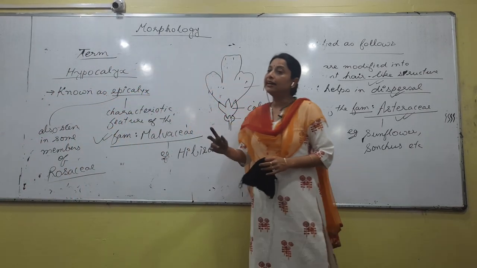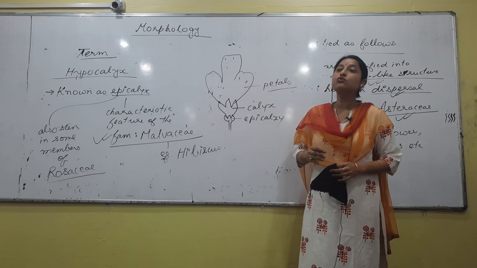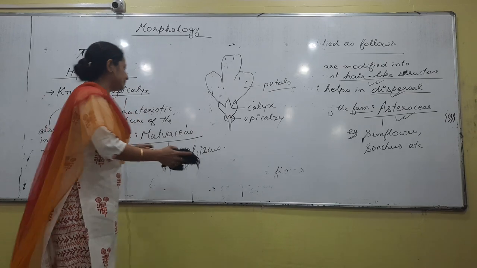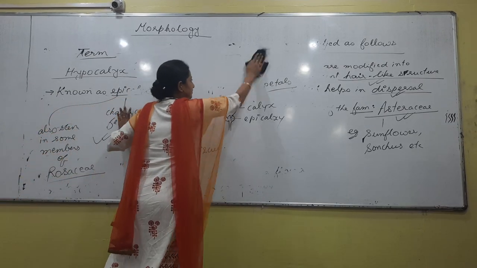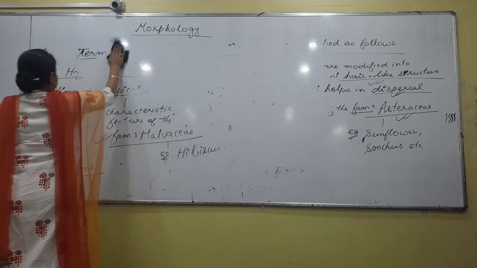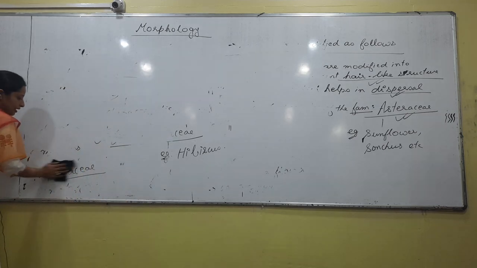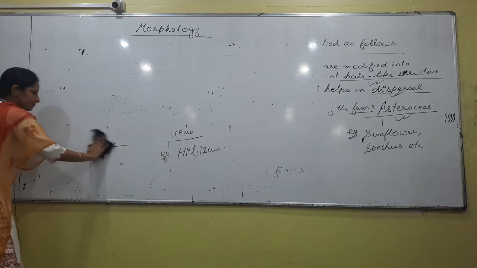Hibiscus is called a China rose and it's also called a shoe flower, shoe flower. Next, we have to talk about the next whorl, that is corolla. So, write the heading corolla.